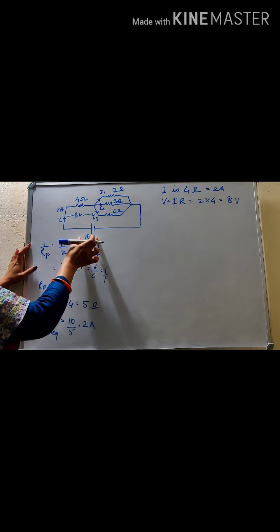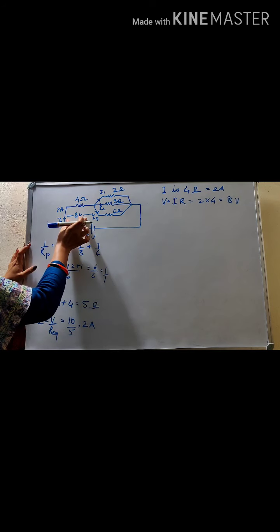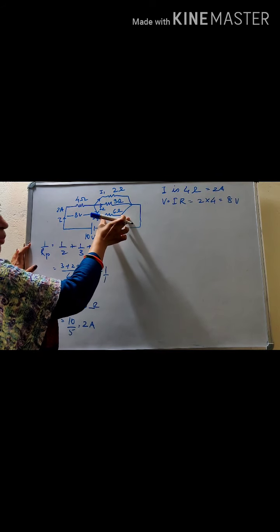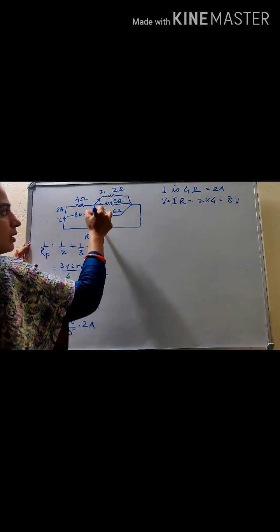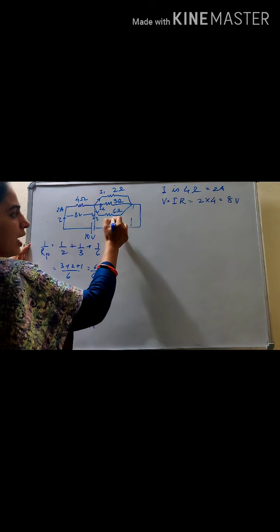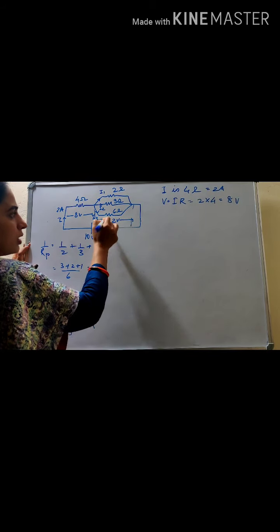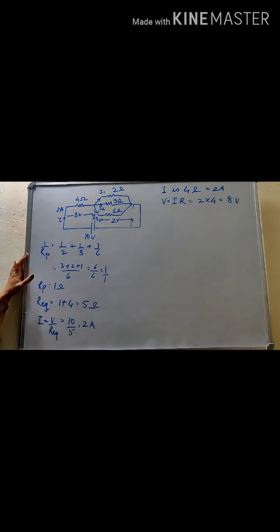So the total potential is 10. If here we have 8 volt, then the remaining potential will be across this. This network will have 2 volt potential, right? So that 8 plus 2 we get 10 volt.